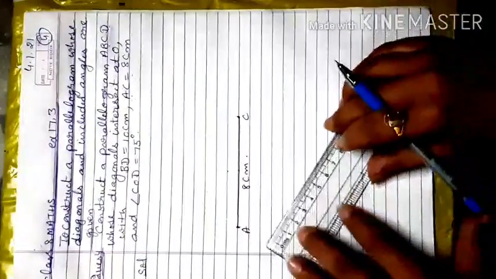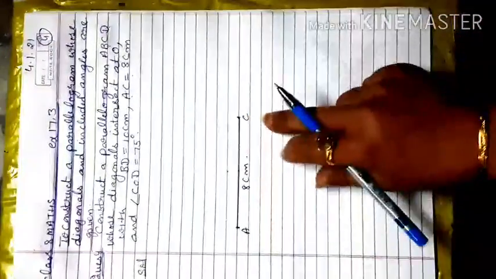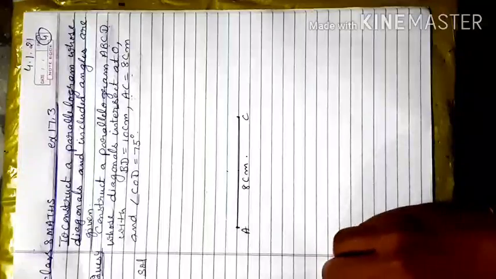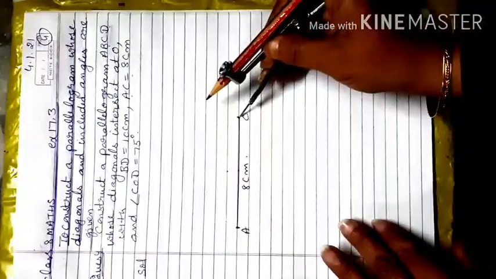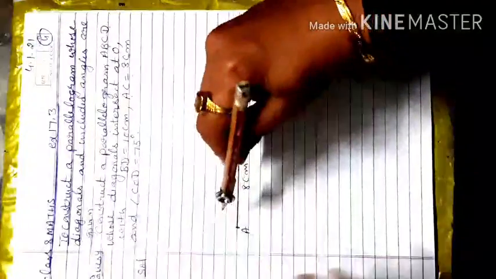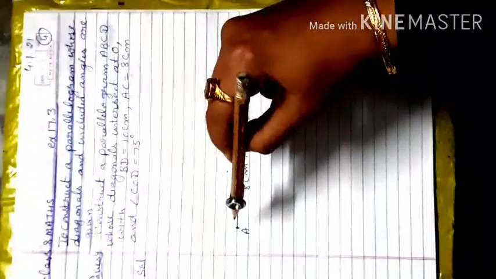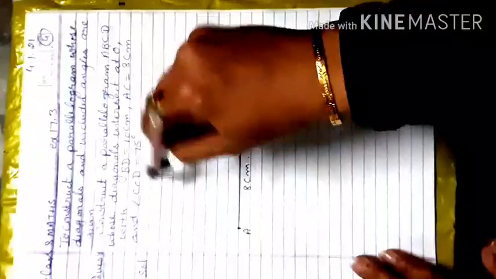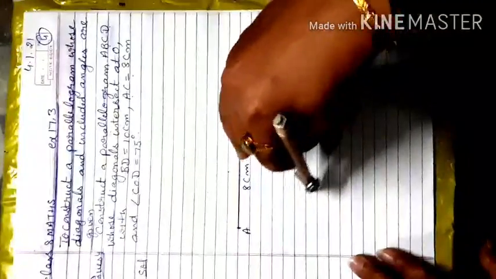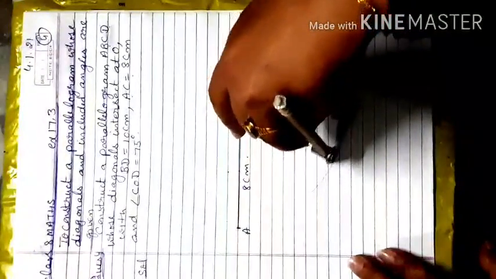So what I will do, first I will draw the perpendicular bisector of this. I make the center point at O. For drawing the perpendicular bisector, I open the compass directly as AC or a little bit less than AC. So I will mark the arc upside and downside of that 8 centimeter line.